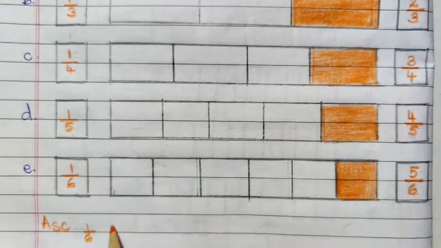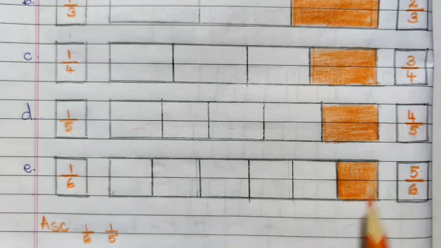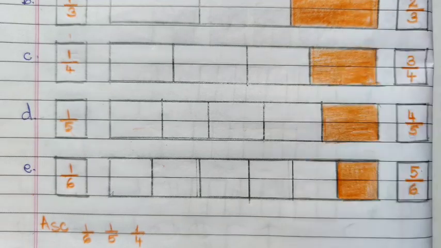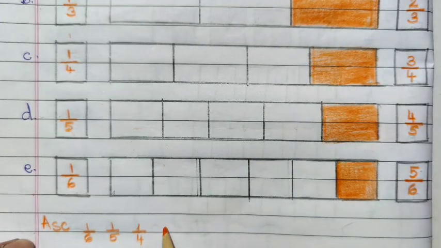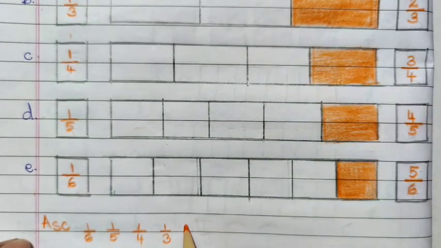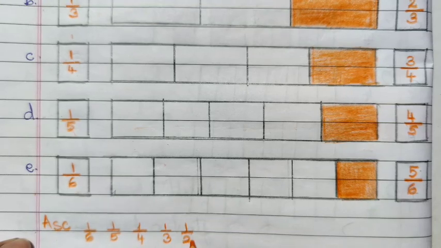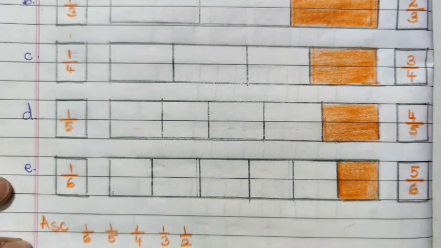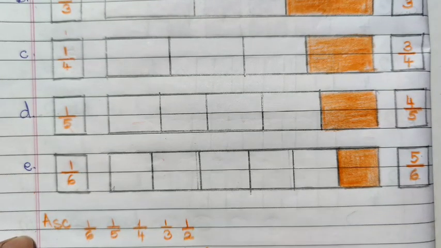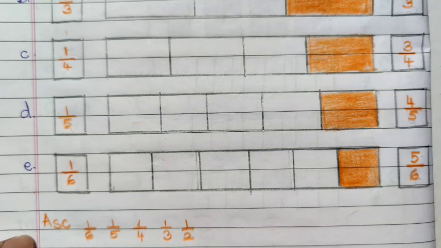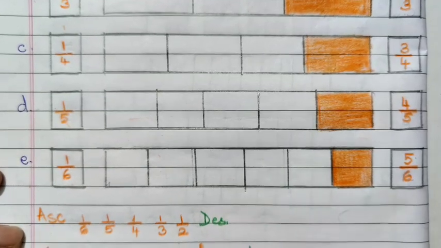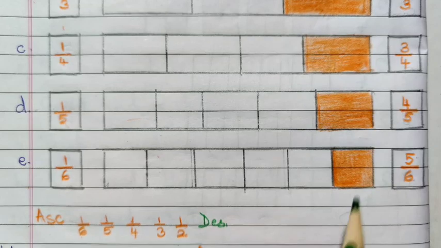Then after that, 1 upon 5. After that, 1 upon 4. See, we are doing small to big. Then 1 upon 3. Then next, 1 upon 2. Okay, so we know that 1 upon 6 is the smallest over here, isn't it? Now, supposing I want to write in the descending order, that means I have to write the biggest fraction first. Which is the biggest fraction?